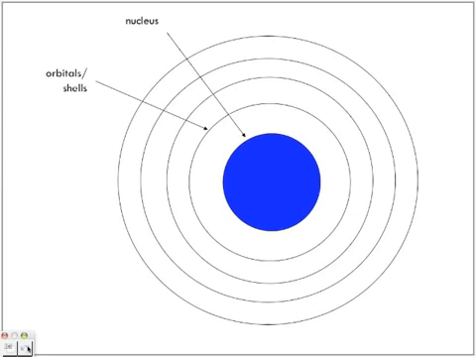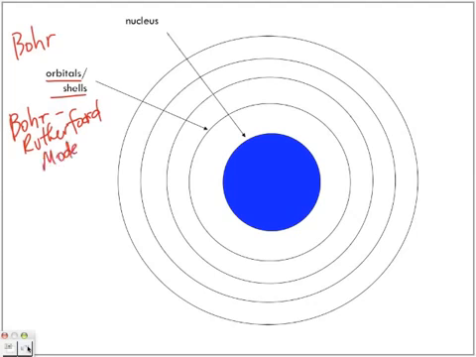Now, keep in mind that when you study chemistry at the senior level, this is incorrect. When we refer to them as orbitals and shells, we are referring to them using the Bohr-Rutherford model, or diagram, where we draw it as such.